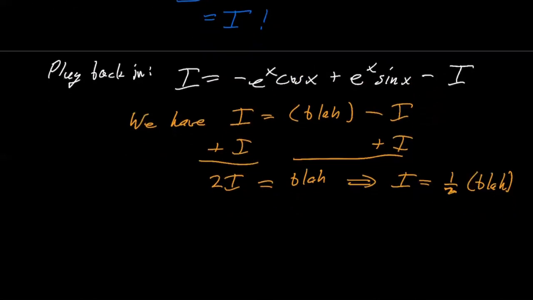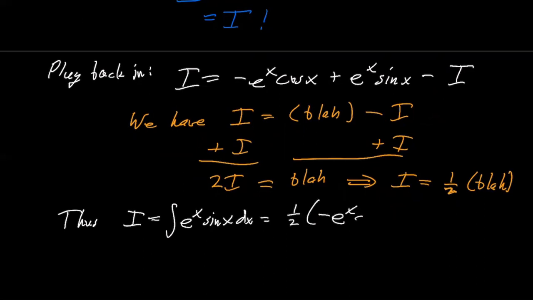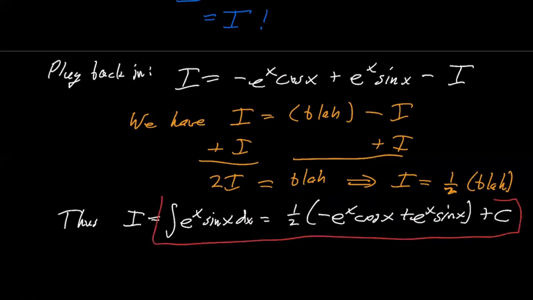And so thus we can see that I, which is the integral we wanted to find, let me just write that integral again, e to the x sine x dx, is 1/2 of this stuff up here, which is minus e to the x cosine x plus e to the x sine x. I guess I should write plus c. And so that's kind of amazing that we somehow integrated without ever directly integrating e to the x sine x. We integrated twice, got the same thing back, and then somehow the antiderivative fell into our laps.